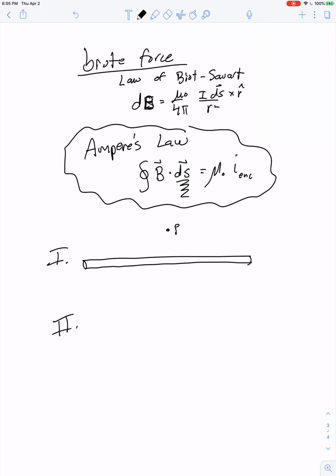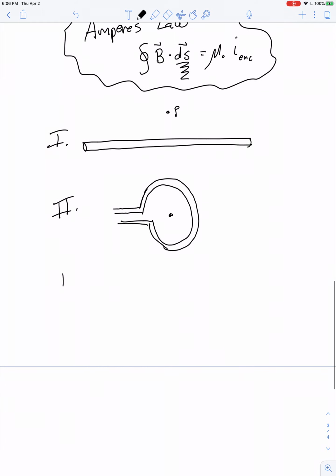Another case where we could apply the brute force method would be to find the magnetic field if we take the wire and bend it into a circular loop, then we'll ask, what's the magnetic field at the center of that loop? We could say we take that exact same loop of wire, turn it on its side, and say, what's the magnetic field at this point P?